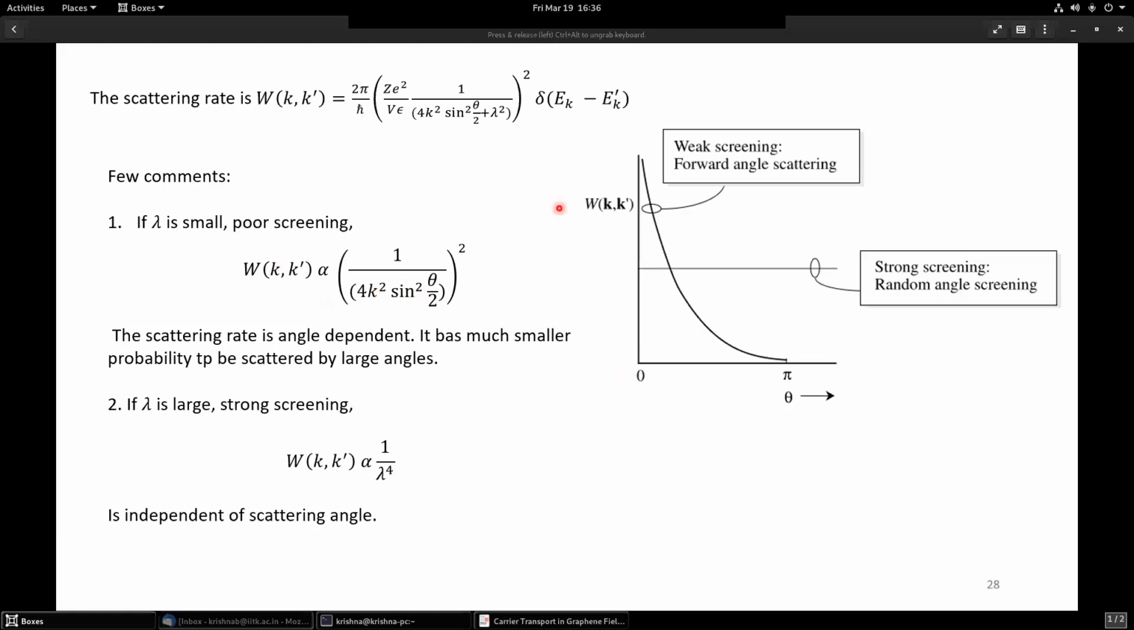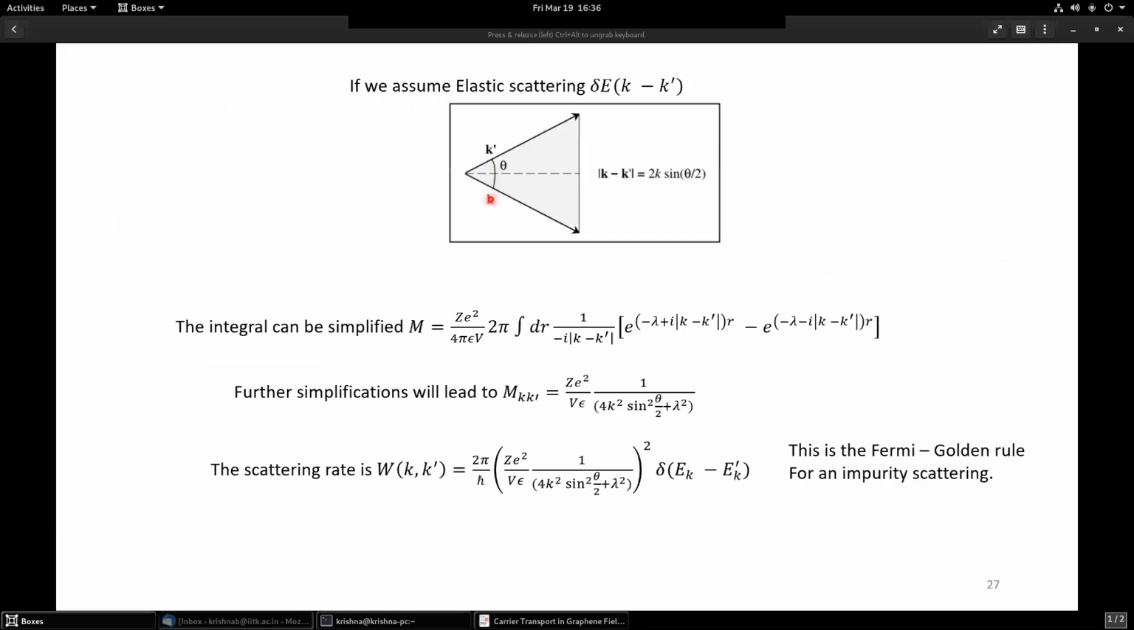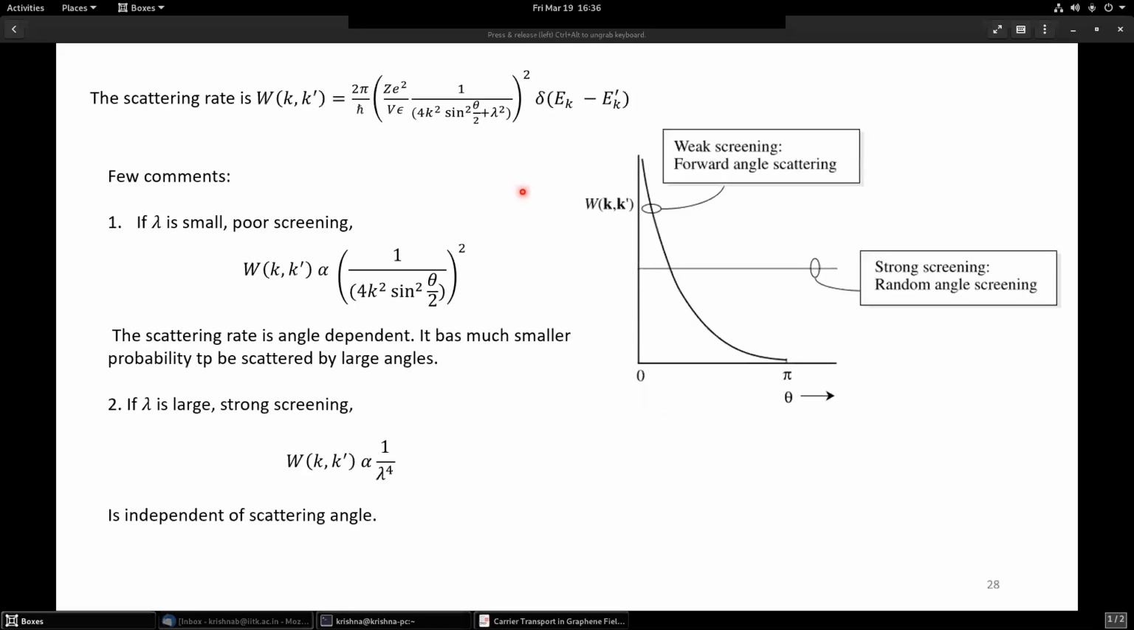This is W(k, k prime) versus theta. It's easy to see that the scattering rate is maximum close to theta equal to 0. What we mean is theta is 0, that means k and k prime are almost in the same direction. So the maximum scattering probability is in the same direction in which the electron moves. And as the angle is increased, you have a very small probability to be scattered over large angles. This is the case in which you have very poor screening.